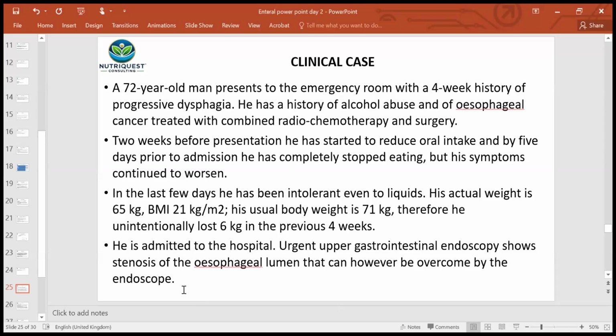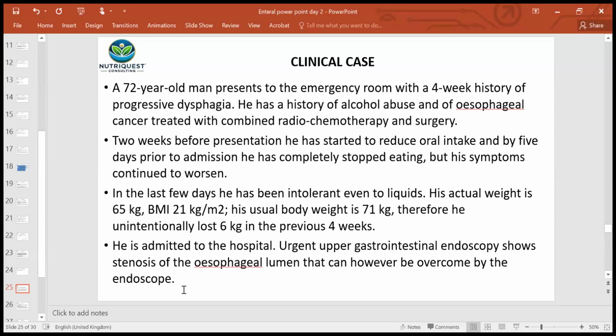Now, 2 weeks before presentation, he has started to reduce oral intake, and by 5 days prior to admission, he has completely stopped eating, but his symptoms continued to worsen. Okay. Then in the last few days, he has been intolerant even to liquids. His actual weight is 65 kg, a BMI of 21 kg per meter square. His usual body weight is 71 kg. Therefore, he intentionally lost 6 kg in the previous 4 weeks.